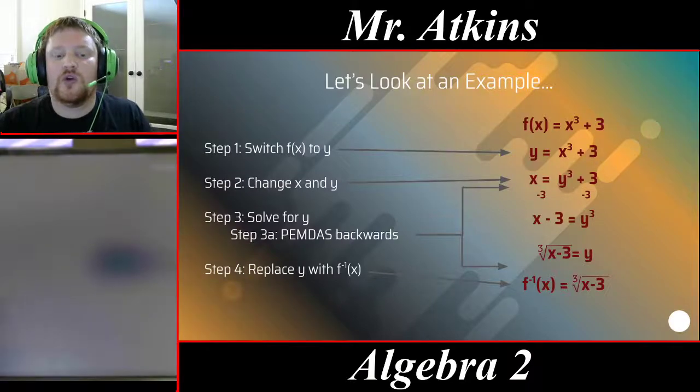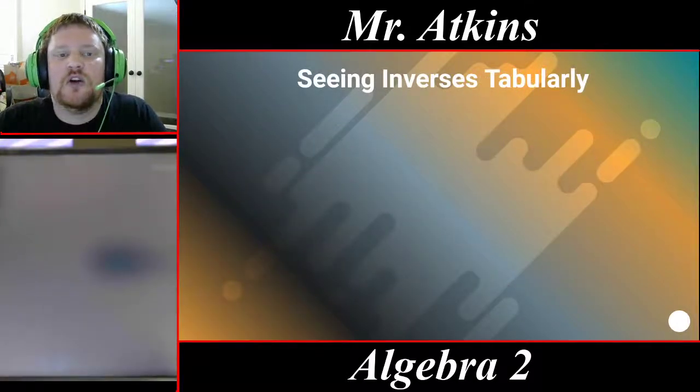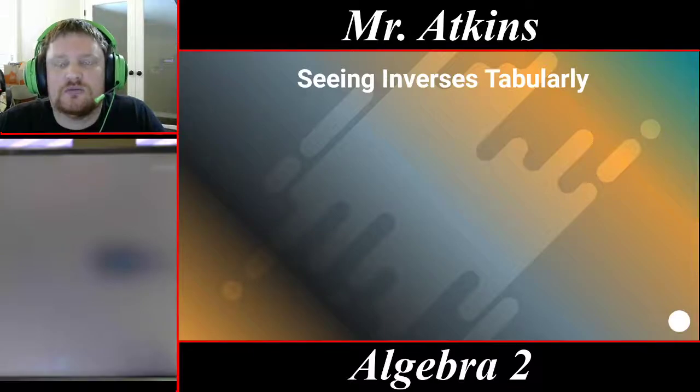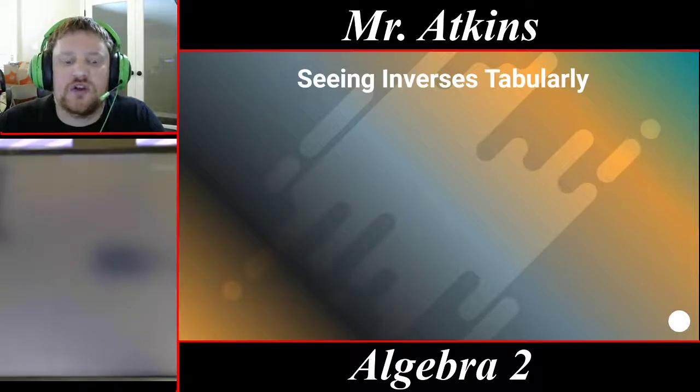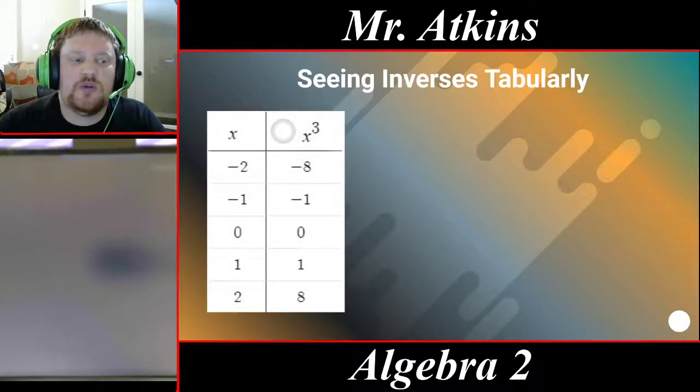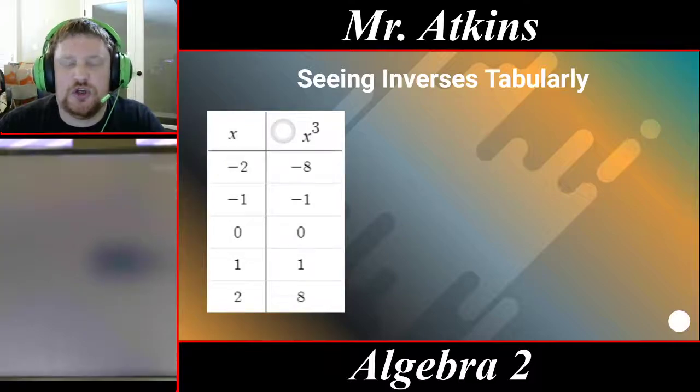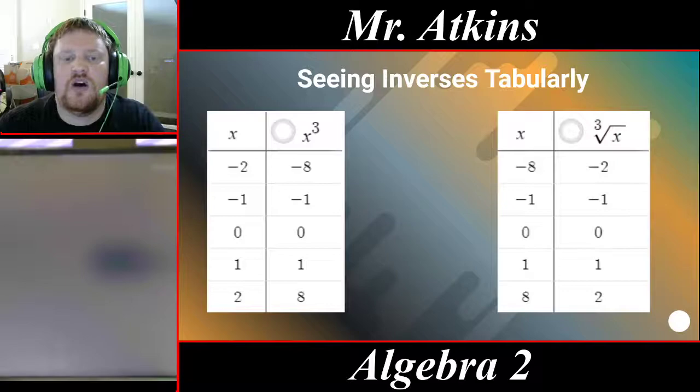Yesterday, we then took a function and saw the inverse with a graph. Today, though, we're going to look at how you can tell tabularly. That just means with a table, guys. We're going to look at two tables that are inverses of each other. So here's the table of the simple function x cubed. And here is the table of the simple function cube root of x.